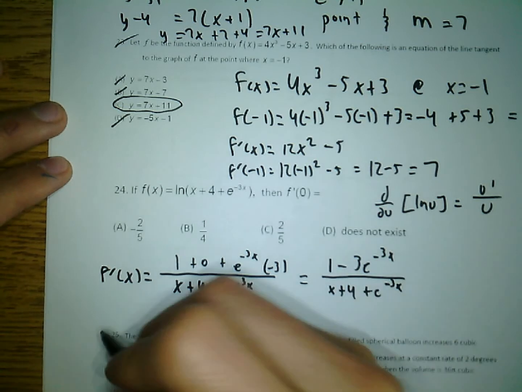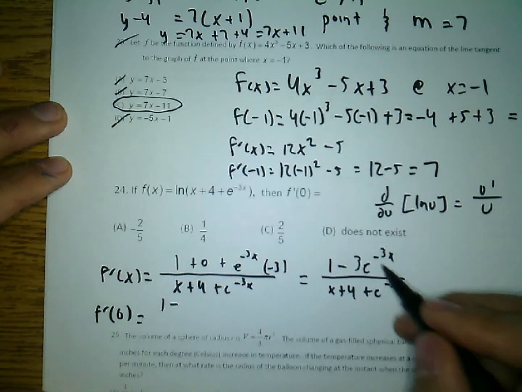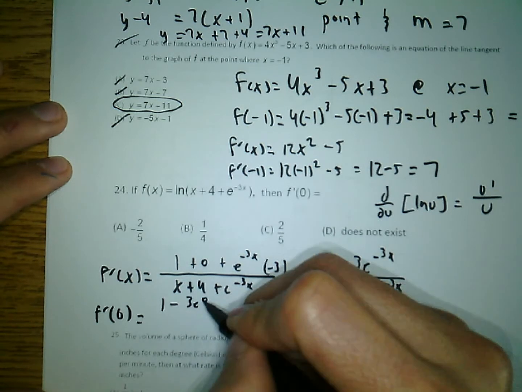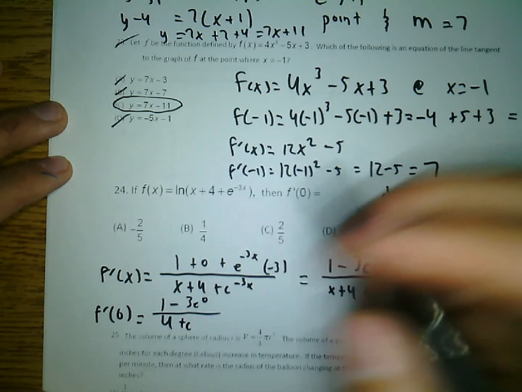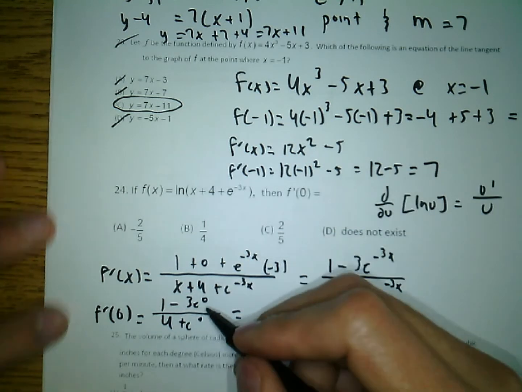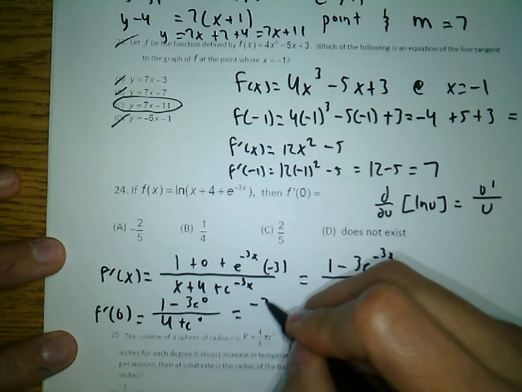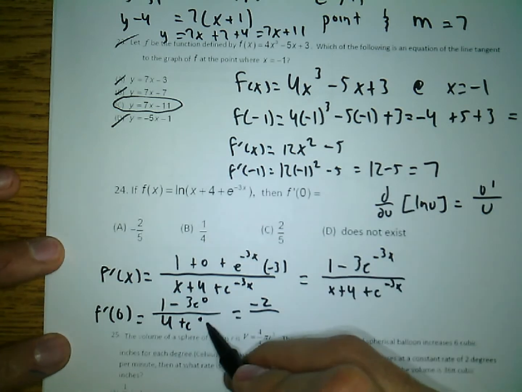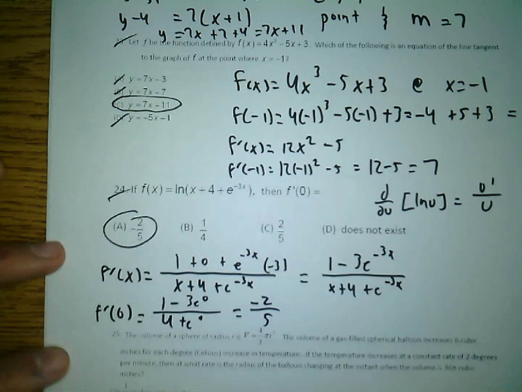They want it evaluated at 0. So f prime of 0 is going to give me 1 minus 3 e to the 0 over 4 plus e to the 0. Okay, so 3 e to the 0. e to the 0 is just 1. So it's going to be 1 minus 3, which gives me a -2. And then e to the 0 is 1. 1 plus 4 is 5. So it's going to be -2/5, which is option A.